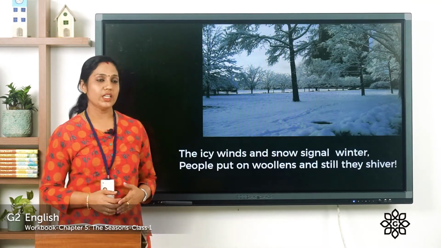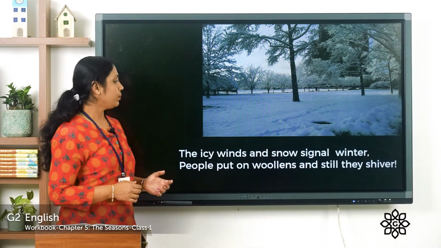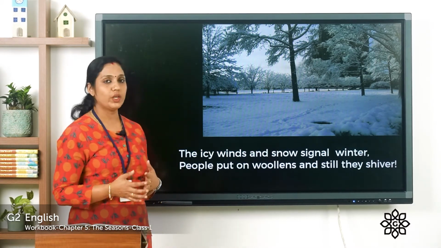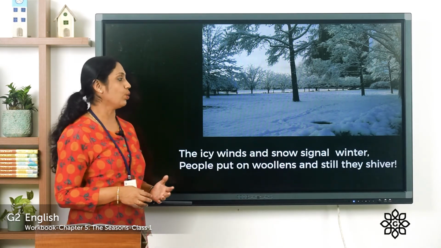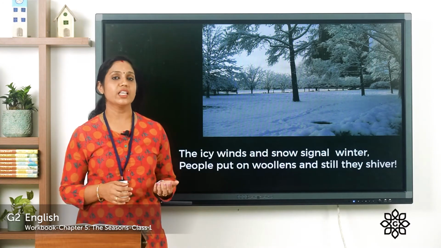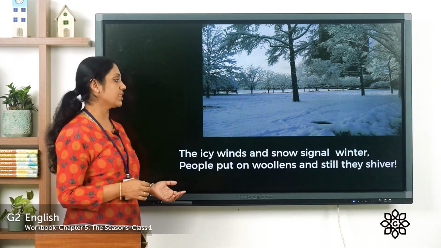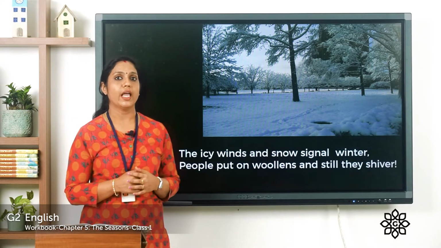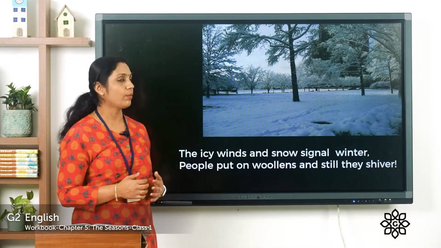The icy winds and snow signal winter. People put on woolens and still they shiver. It said that in the winter season, it is icy winds and snow that signal winter. So in the winter season, we can see icy winds and snow everywhere. And people put on woolens. People use woolen clothes to get rid of the cold, and still they shiver because of the cold. So this is all about the poem.